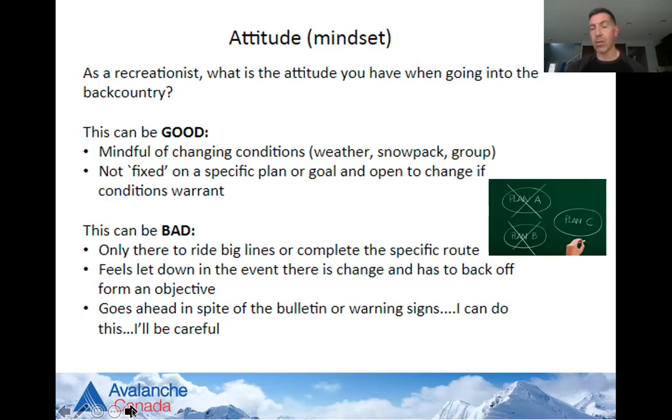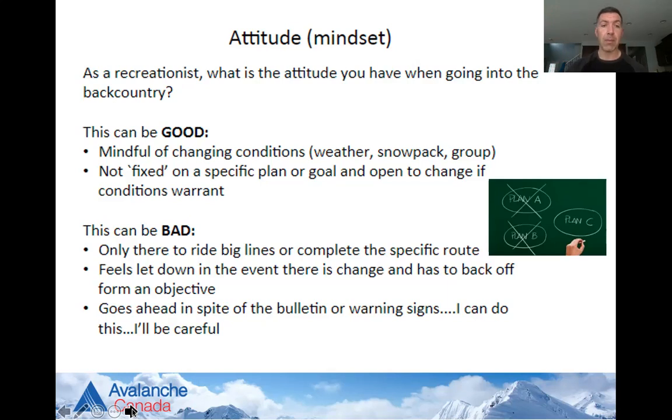So just what's going on? Is it warming up faster than we thought it would? Is there a storm coming? Is it snowing really quite heavily? Is it really windy? And are the slopes that we're about to ski down getting wind loaded as we're speaking? And it's quite obvious if that's happening.